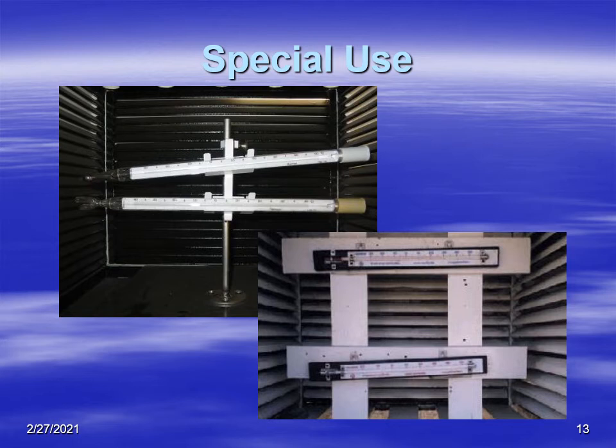Here are the maximum and minimum thermometers mounted in a Stevenson screen, an instrument shelter. And you can always tell the maximum thermometer because the bulb is higher than the stem. And the minimum thermometer is just the opposite. The bulb is lower than the stem.